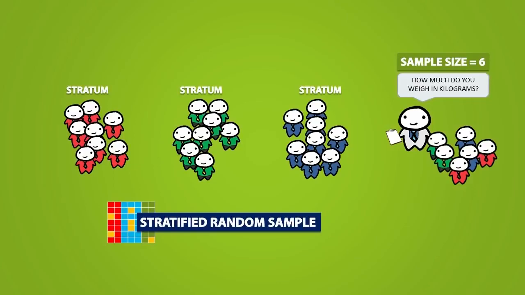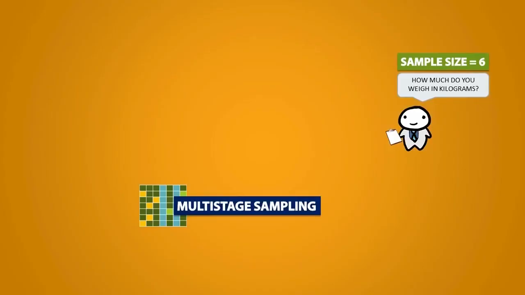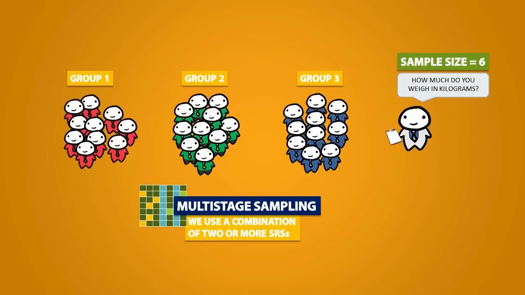The last type of sampling is called multi-stage sampling. For multi-stage sampling, we use a combination of 2 or more simple random samples. As the name suggests, multi-stage sampling means you have to go through different stages to find where your sample comes from. For example, if we have 3 groups, Stage 1 could be selecting which group will be picked using an SRS. Let's say that I picked out group 1.